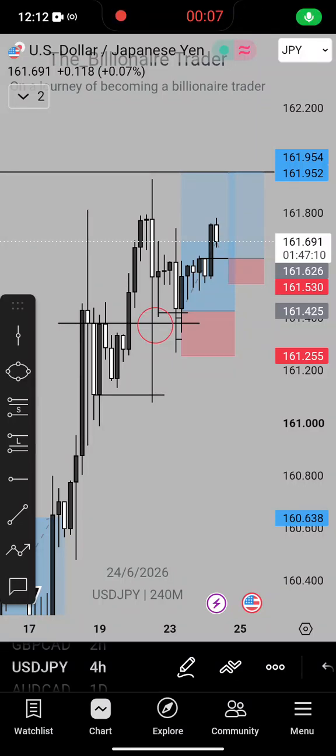So in this episode, I just want to run through some trade ideas for today and how I did the analysis. So this is USDJPY. I actually took this trade yesterday. I started the analysis from the weekly time frame.